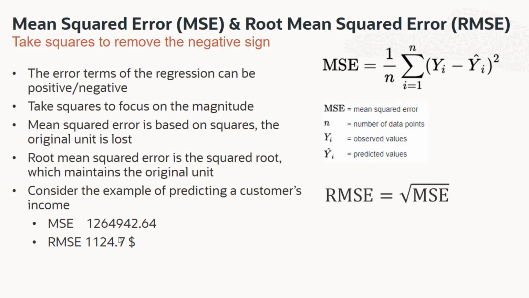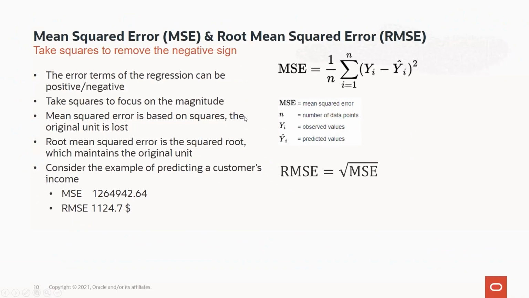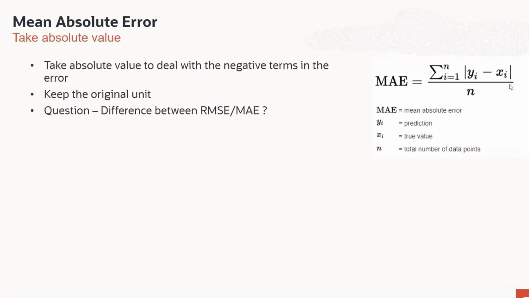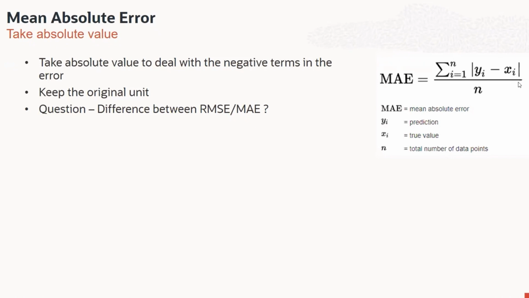To take the square root, you translate back to the original unit. For example, in our model, you can directly see that on average our prediction error is around $1,000. So this is pretty decent if you want to predict the yearly income for most people. And there's another way, which is to directly take the absolute value, right?